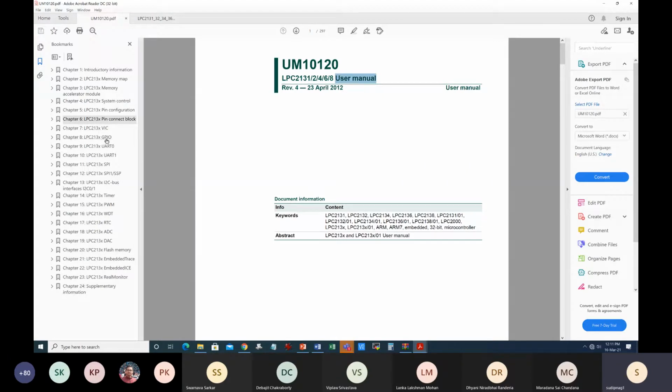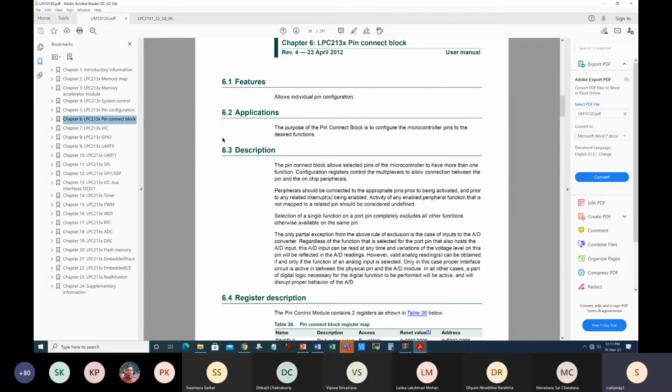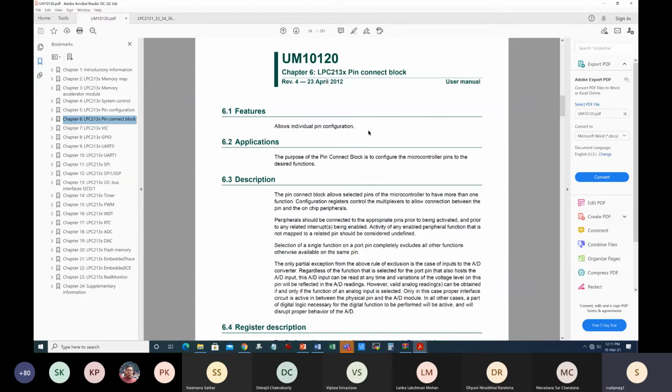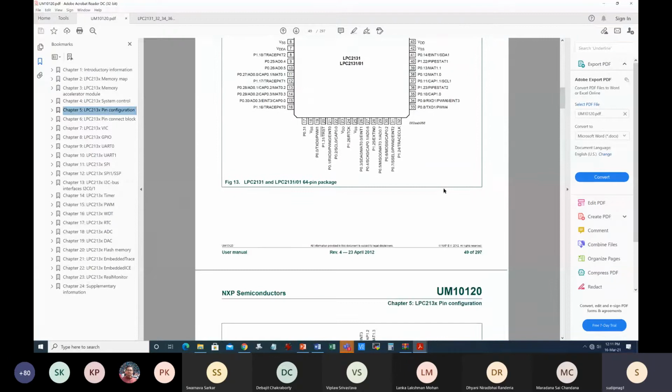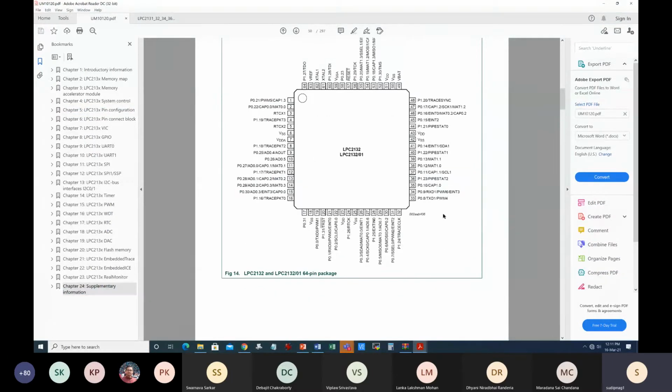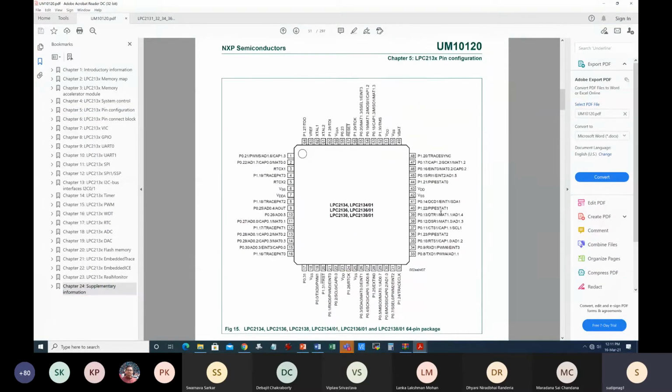You can see the GPIO block, but you should not come over here right away. There is something called the pin connect block that we should consider first before going to the GPIO part. Now this pin connect block is again related to pin configuration. We had seen pin configuration, but I'll just quickly go over it in order to tell you why we have to come to this pin configuration once again.